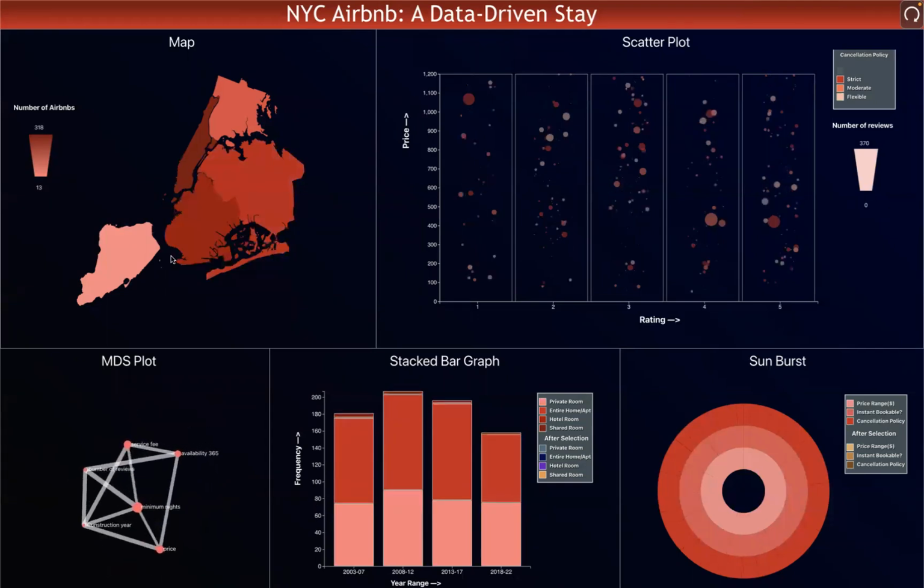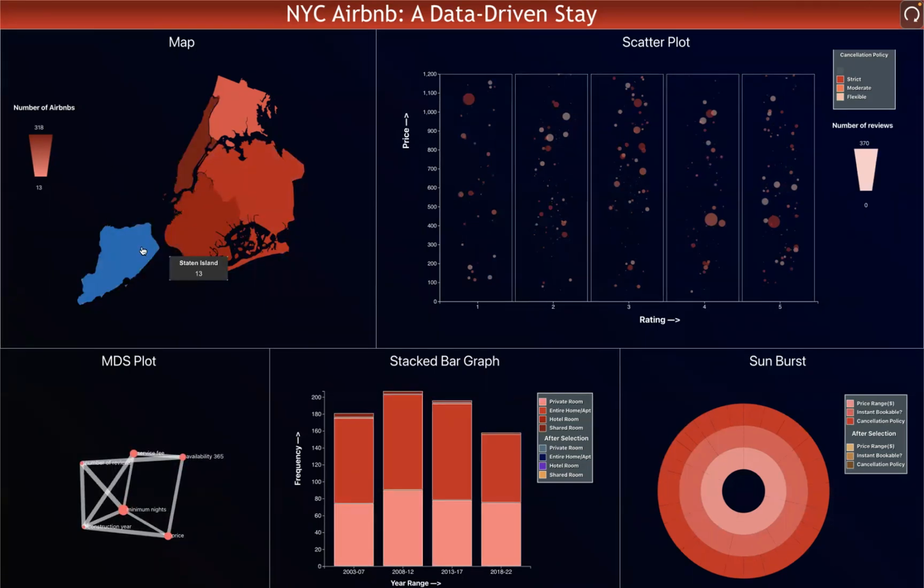So now you can see we can change the color as we hover and click, and the rest of the graphs are updated along with the tooltip indicating the region and the number of Airbnbs.